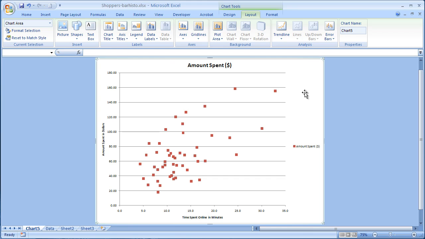And that's what the pattern would look like if there was absolutely no relationship between these two variables. So sometimes the scatter is tilted to the right, as you see in this case, meaning the more time you spend online, the more you tend to spend in dollars. But the scatter could also be downward sloping and to the right, meaning the higher the value of X, the lower the value of the Y axis, okay?